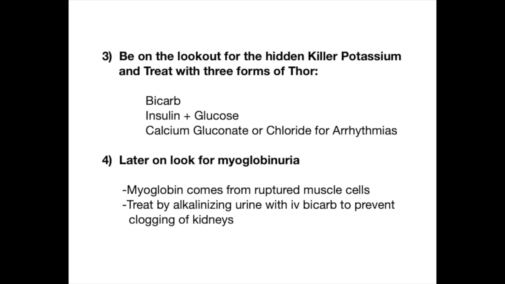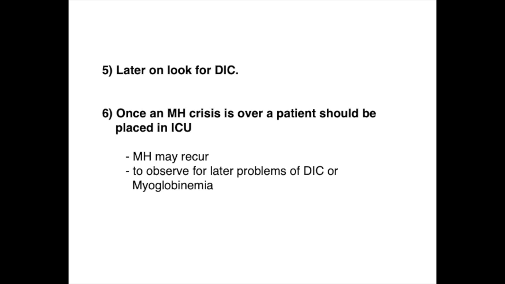Later on, we need to look for myoglobinuria. The myoglobin comes from the ruptured muscle cells during the violent malignant hyperthermia crisis. We treat this by alkalinizing the urine with intravenous bicarb to prevent the clogging of the kidneys. Malignant hyperthermia patients may also develop DIC, a problem with excessive bleeding.